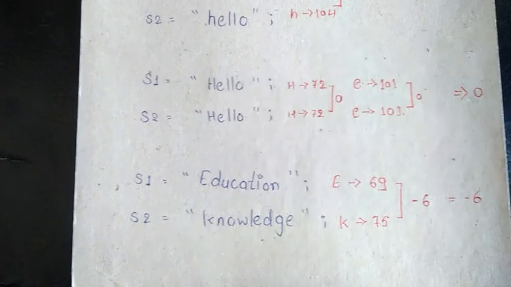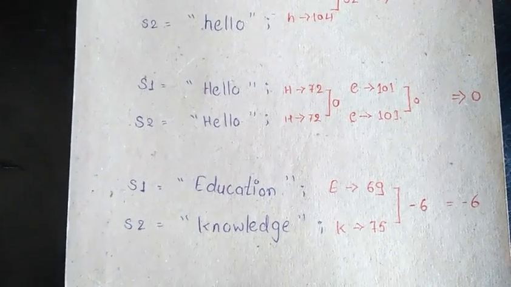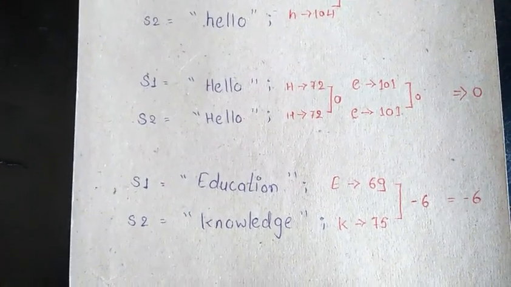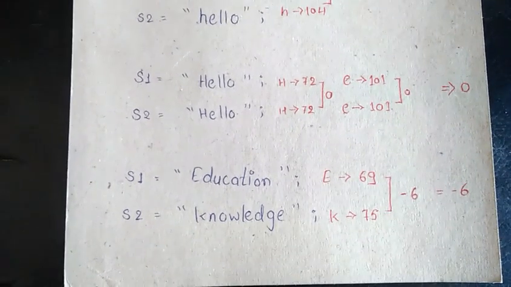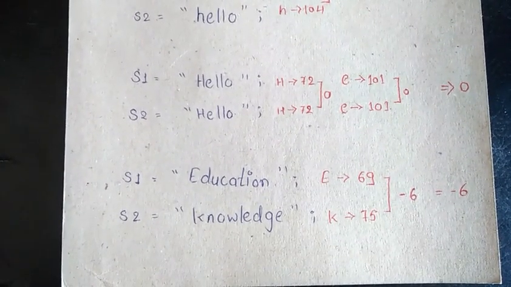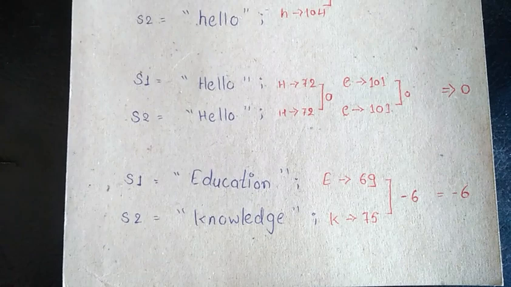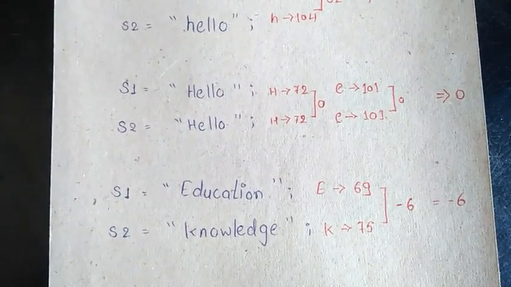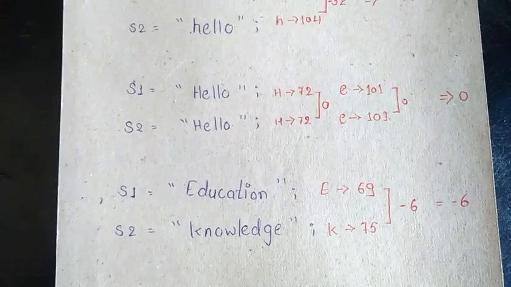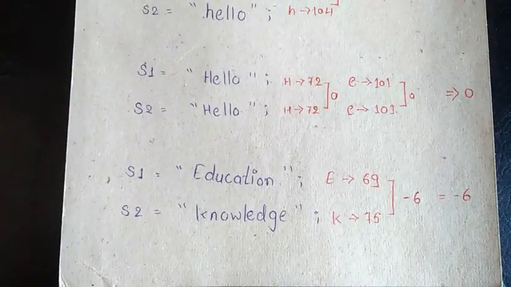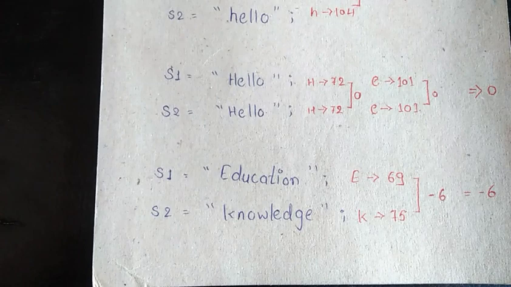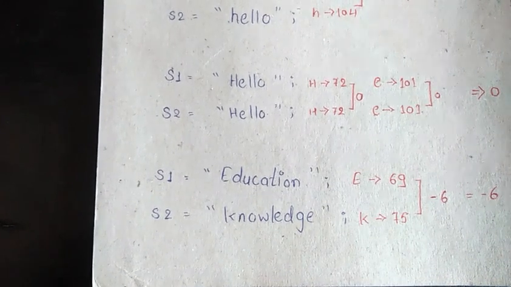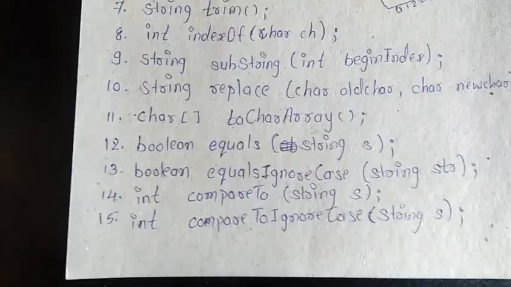Next example. Now s1 is Education and s2 is Knowledge. The ASCII value of capital E is 69 and the ASCII value of capital K is 75. The difference of both is minus 6. So the method returns minus 6. And it indicates that the second string is greater than the first string.